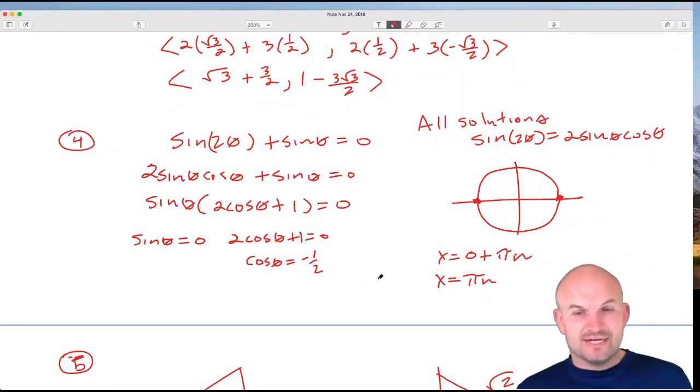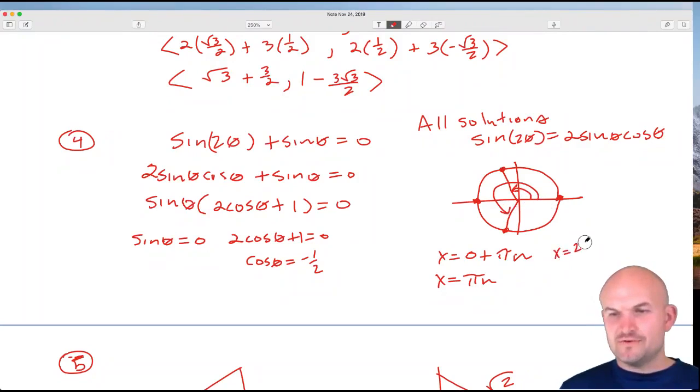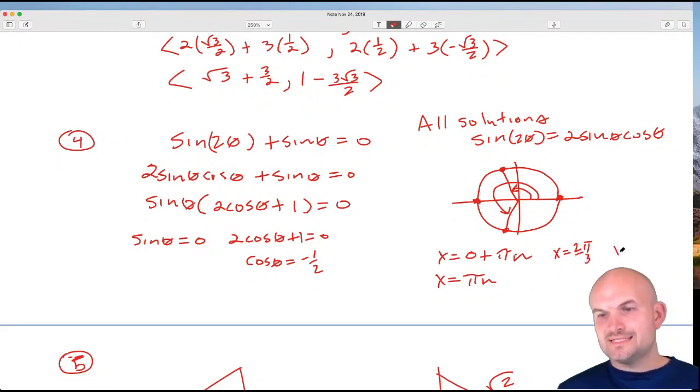All right, the next one is, what about when cosine is equal to negative 1/2? Well, cosine is equal to negative 1/2 if you go through the unit circle for that angle and that angle. So we have these two angles. Now, these two angles are going to be x equals 2 pi over 3 and x equals 4 pi over 3.